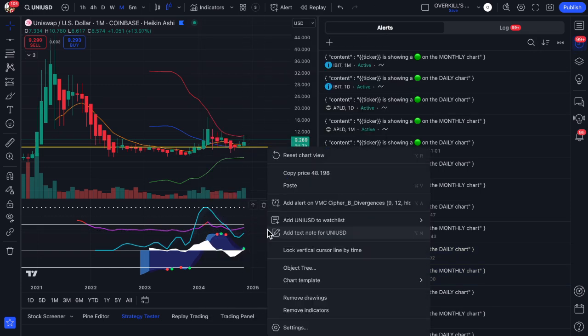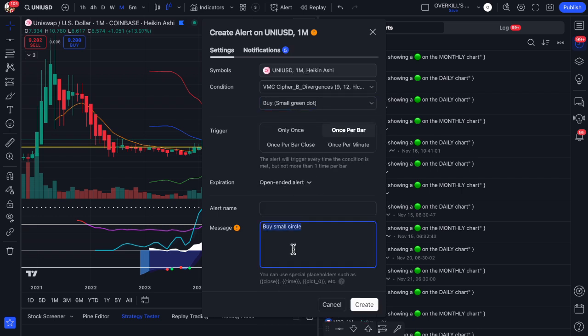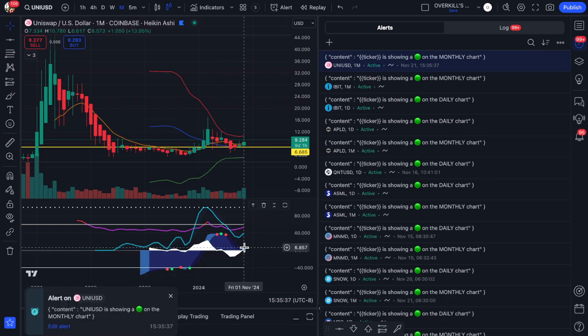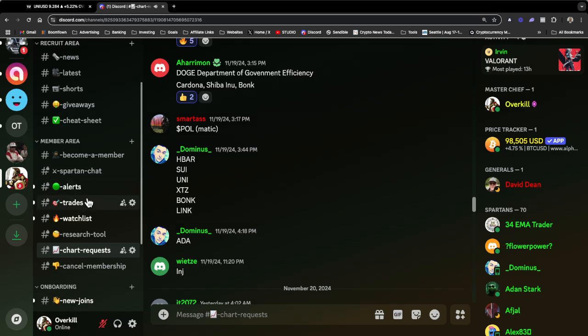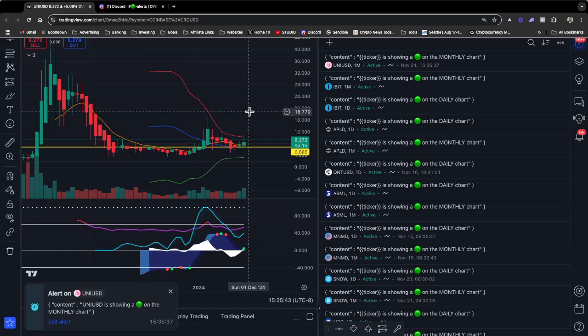I'm gonna set up an alert here real quick. Again, all you gotta do is right click and then hit add alert. I'm gonna hit once per bar. I have to put this code in here just to send it over to the Discord. You'll see that happen in real time over there. But boom, see that monthly dot was just called out. You go to alerts, bang, Uniswap monthly dot showing on the monthly.